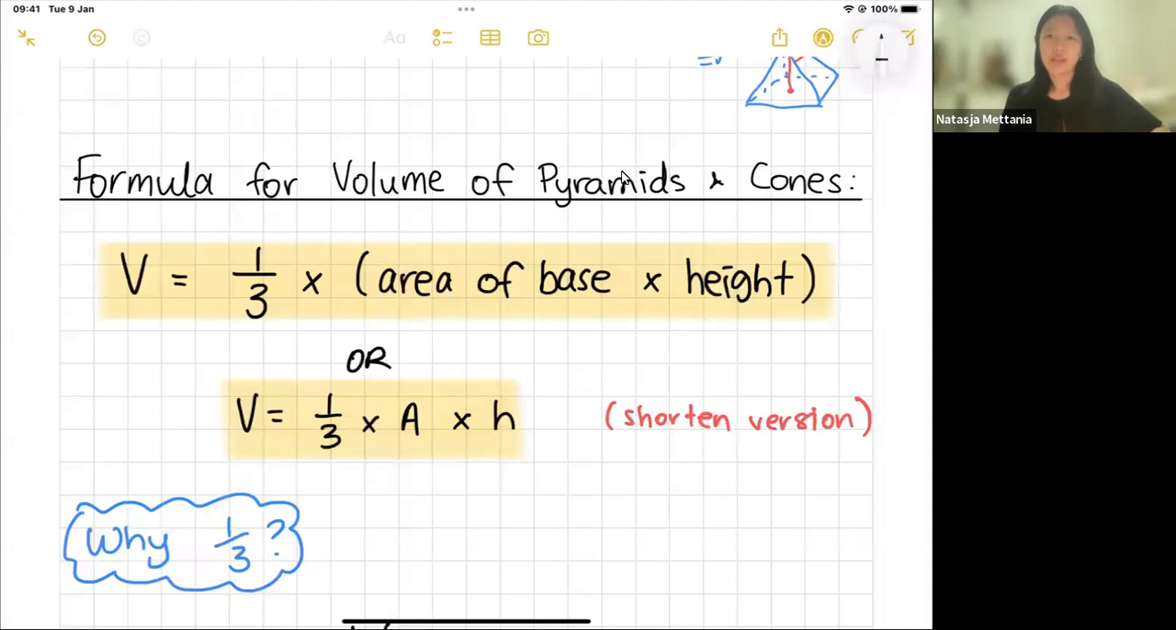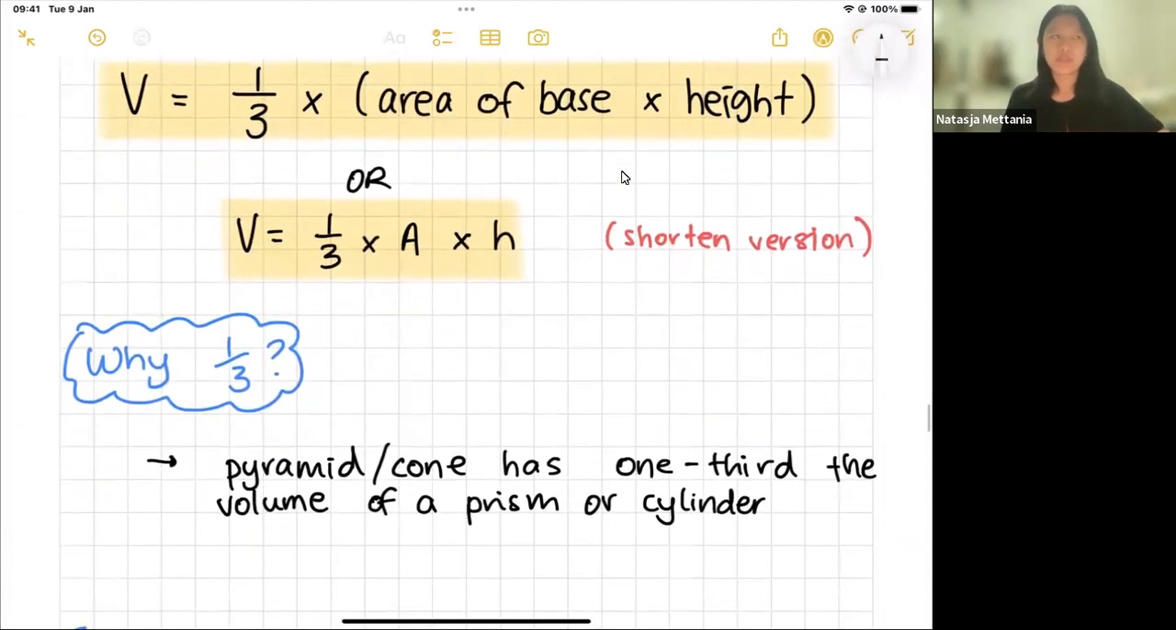So why is it 1/3? Well, 1/3 is because a pyramid and a cone, fun fact, is actually 1/3 of the volume of a prism or a cylinder. If you want to look into it more, search it up, go ahead. It's very, very interesting. But we need to focus. We need to go through some examples.